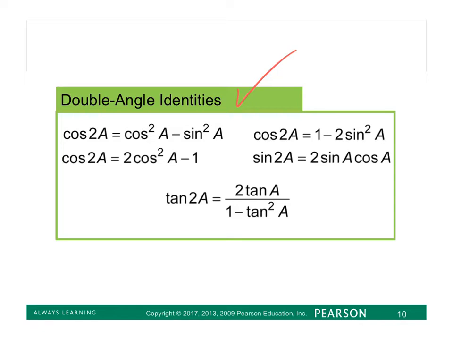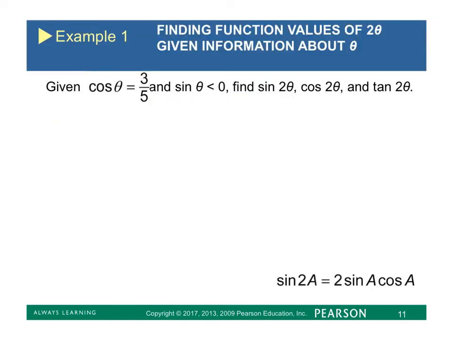Which one do I memorize? I only memorize this one. But if you had them all memorized, then you already had the cosine. You could just use this one if you had it all memorized. But again, I never have this one memorized, so I'm stuck with using cosine squared minus sine squared. So let's use that idea.